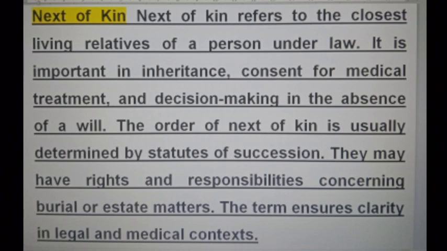The order of next of kin is usually determined by statutes of succession. They may have rights and responsibilities concerning burial or estate matters. The term ensures clarity in a legal and medical context.